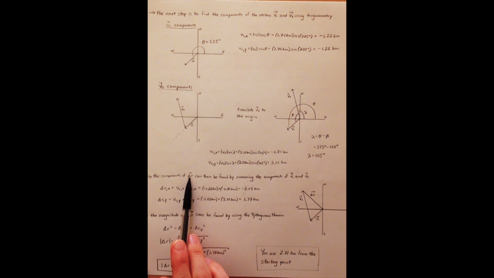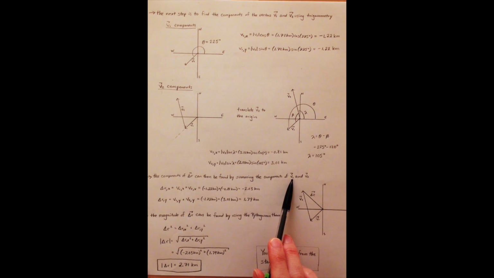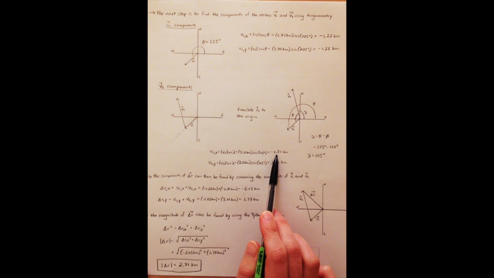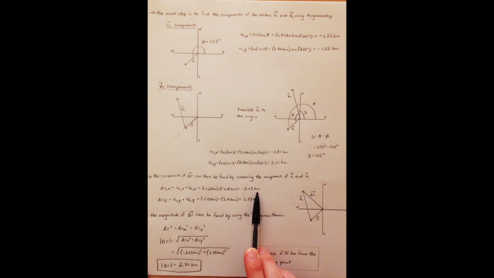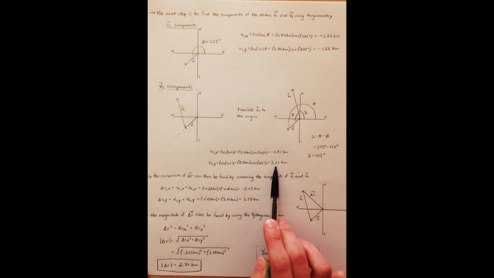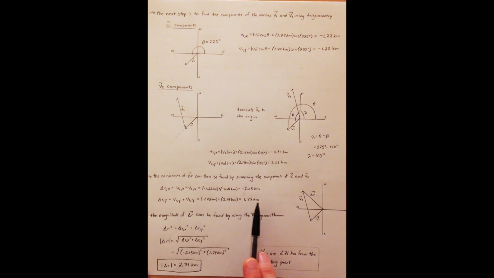To find the components of delta r, which again is the vector which points from the origin to where you currently are, we simply sum the corresponding components of the vectors v1 and v2. So, to find the x component of delta r, we take the x component of v1 and add to it the x component of v2 to get the x component of delta r. Similarly, to find the y component of delta r, we take the y component of the vector v1 and add to it the y component of the vector v2 to get the value of the y component for delta r.